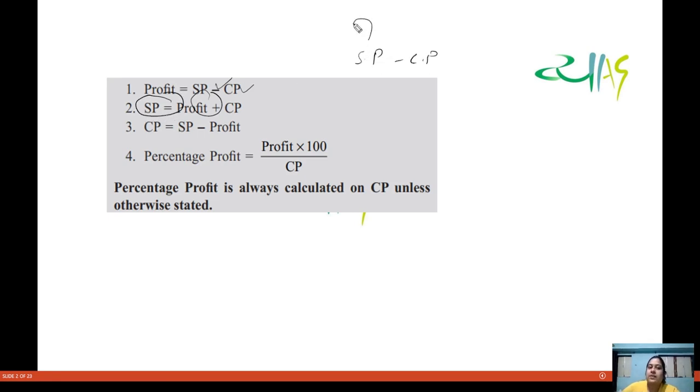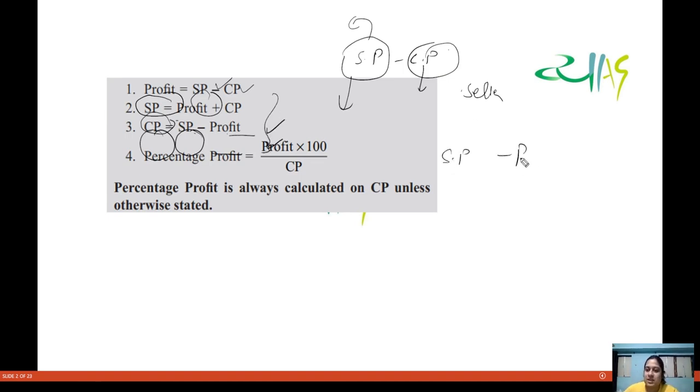That means whatever price the seller or the manufacturer has bought or produced it at, that is the cost price. Now definitely we know from here that selling price is equal to profit plus cost price, and cost price is equal to selling price minus profit. So these should be very clear to you: selling price is profit plus cost price, and cost price is selling price minus profit.